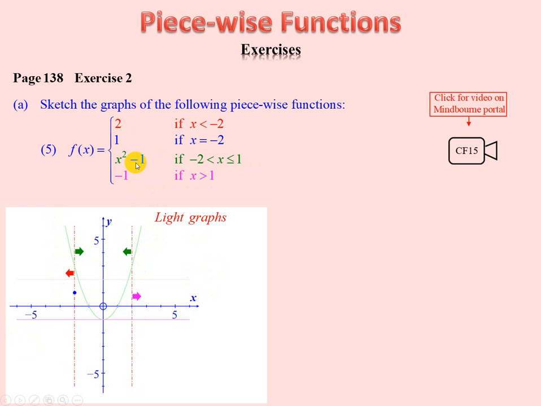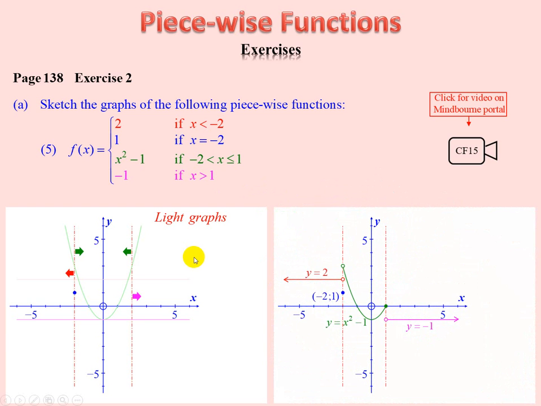The green graph, x squared minus 1, is between the two critical values. The red graph is to the left of the critical value, y equals 2, and y equals -1 is to the right of this critical value because x is greater than 1. So there are the graphs, once again indicating this graph, y equals 2, does not occur when x is -2, just to the left.